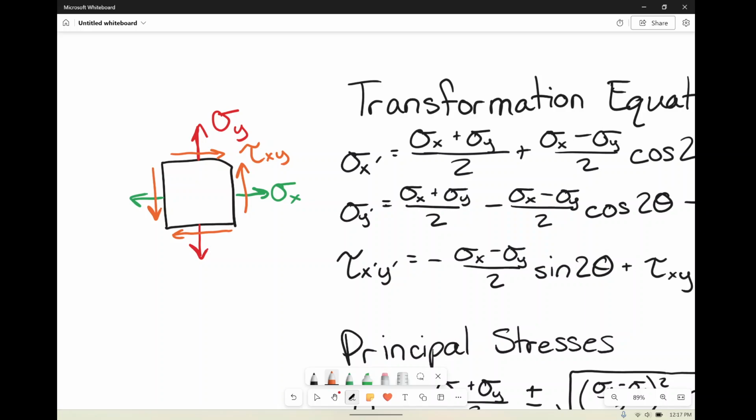And these are the positive directions for those stresses. We have going away from a face always to be tension, that's always positive, and then positive shear stress always goes to this top rightmost corner.